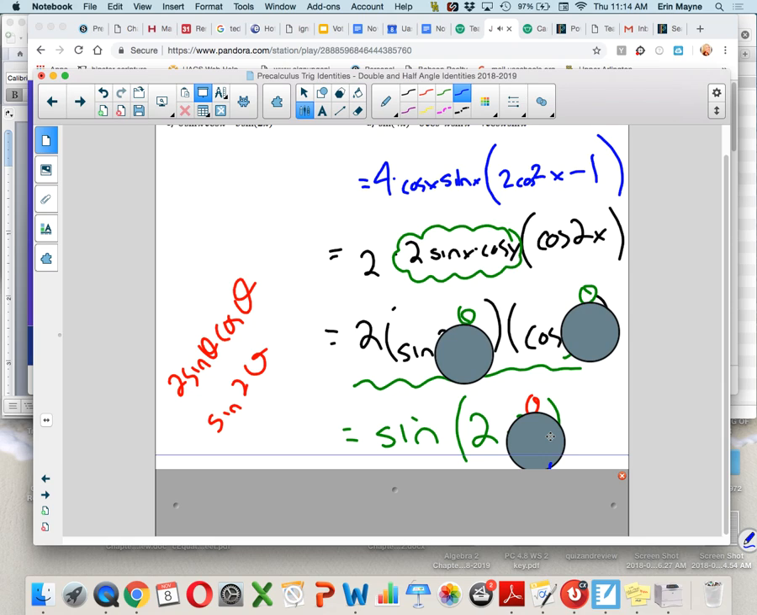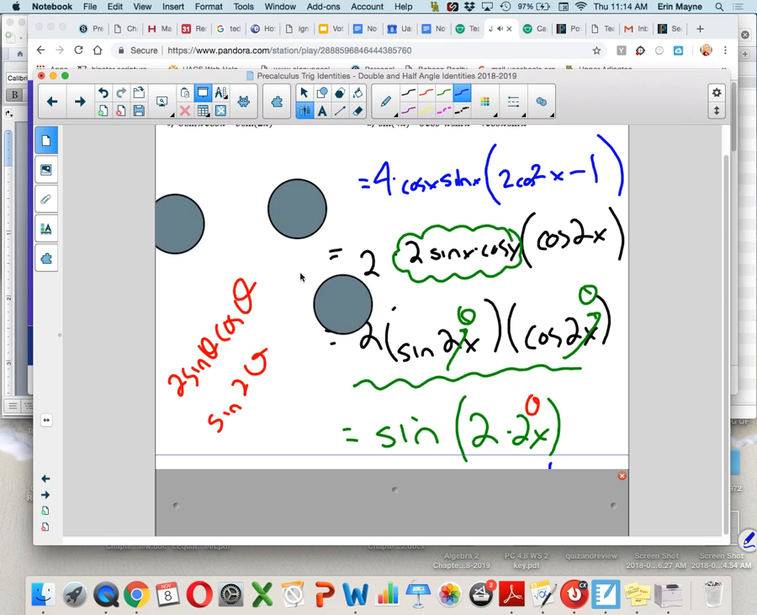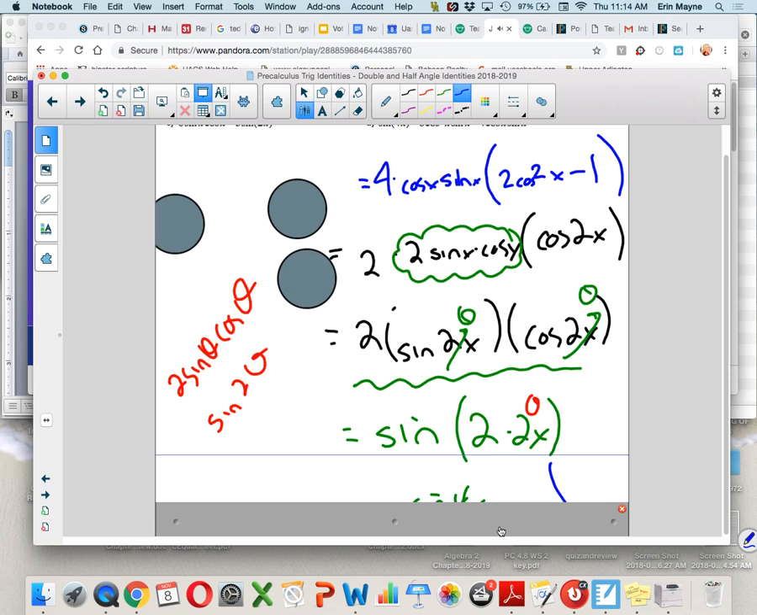The only thing is, what's under the circle? This. So therefore, what do I really have? The sine of 4x. That was so much easier than what I did. I took the left side and it fell apart.